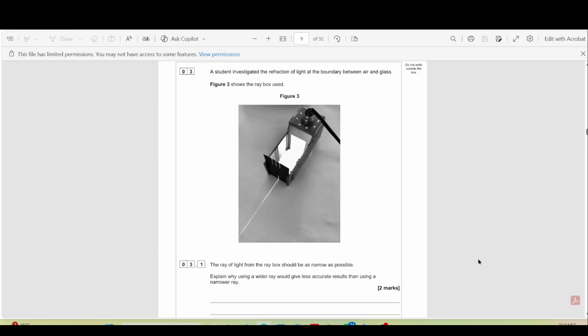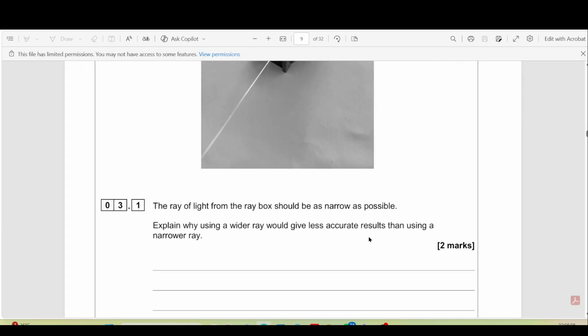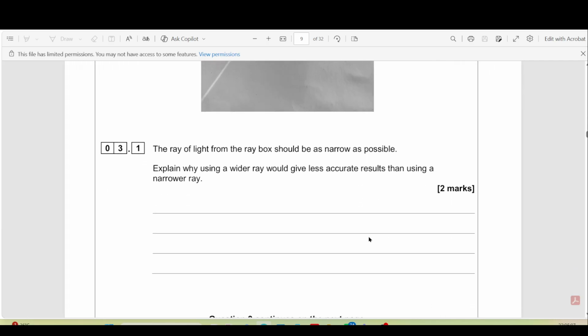Investigate the refraction of light at the boundary between air and glass. The ray of light from the ray box should be as narrow as possible. Explain why using a wider ray box will give less accurate results than using a narrow one. A wider ray will give a different angle, or a less accurate angle on the protractor.